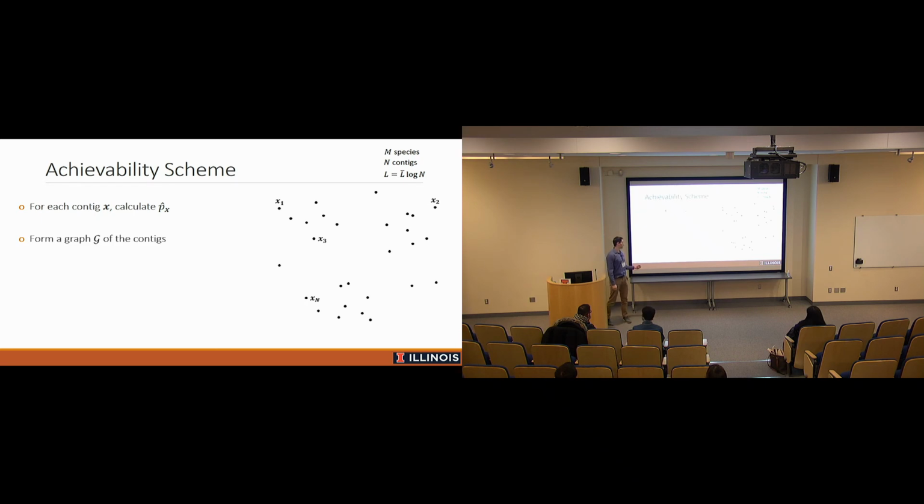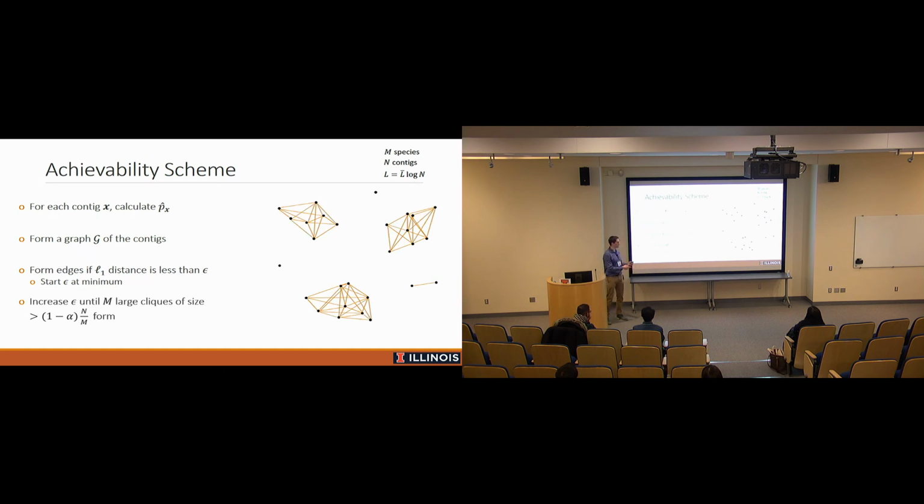And we build a graph of the contigs, where an edge is formed if the L1 distance between two contigs in TNF is less than some value epsilon. And we're going to start epsilon off at the minimum possible distance. So there's a tiny little edge right there. And then we're going to increase epsilon until we see M large cliques form. So you increase it, and M, because we want each clique to correspond to a species.